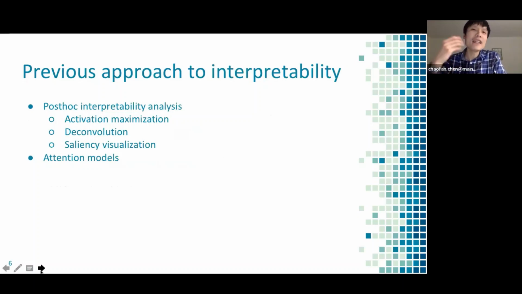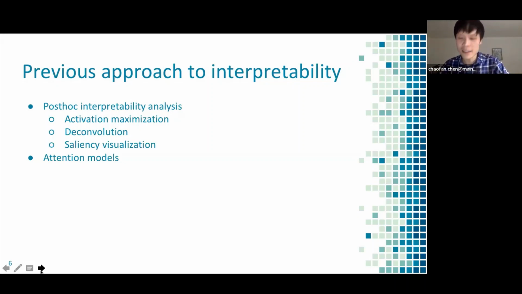And before I introduce our idea, how we actually build a model that can explain its reasoning to human beings, I would like to frame our work in the related work. So basically, prior to our work, how people approached interpretability in deep learning. So before our work, interpretability or explainability of deep learning models is generally achieved either via something called post hoc explainability analysis or something called the attention models.